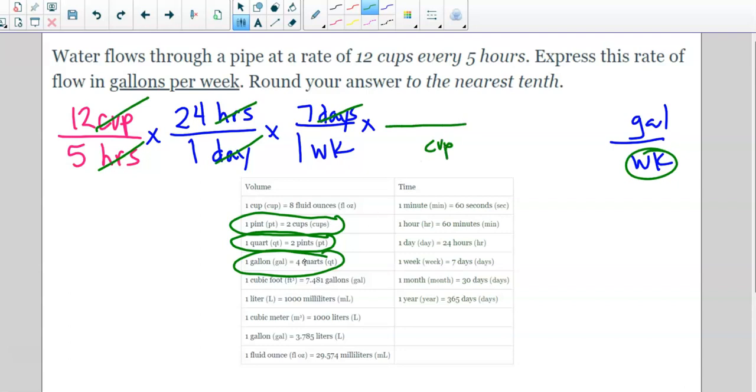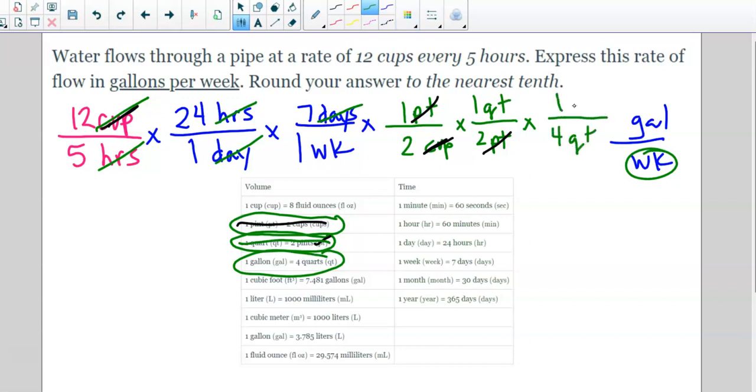And I'm going to go with 2 cups make 1 pint. Shorten this down a little bit. And then that gives me a cross off for cups. Cups and cups. Now I need 2 pints. That's going to go in the denominator because I need my pints to cancel out. 2 pints is 1 quart. And now I'm going to use 4 quarts is 1 gallon.